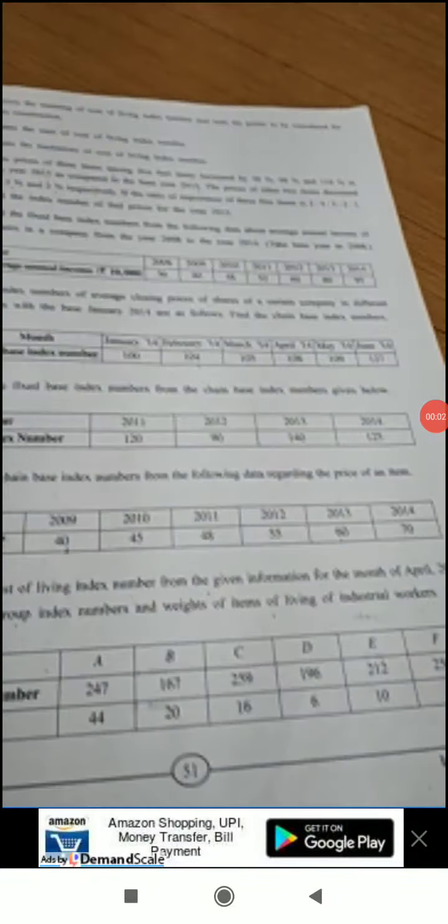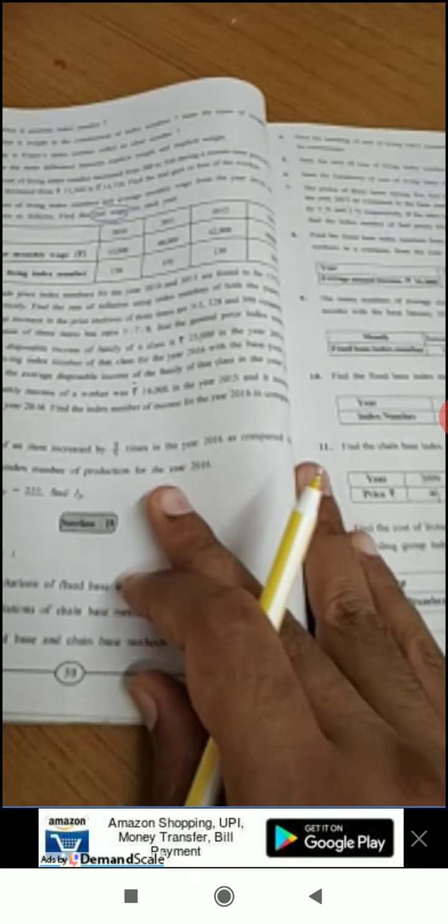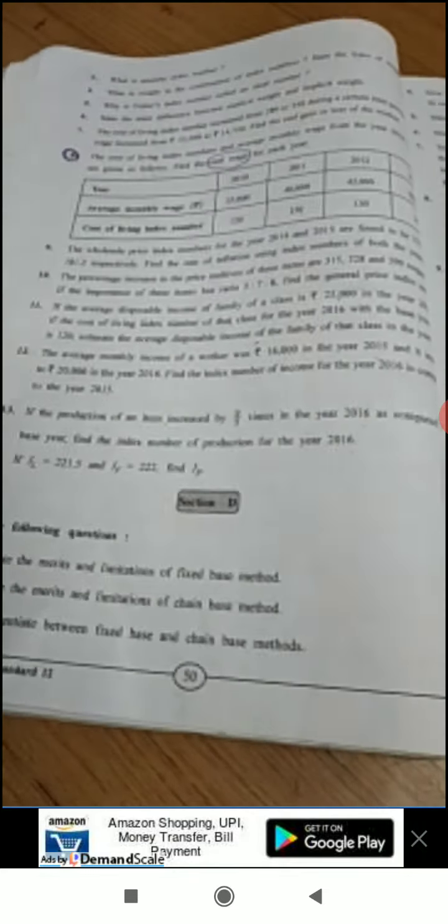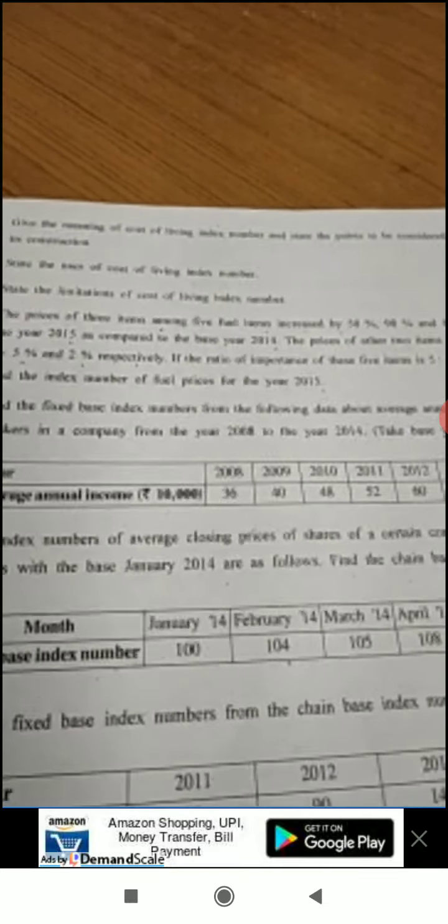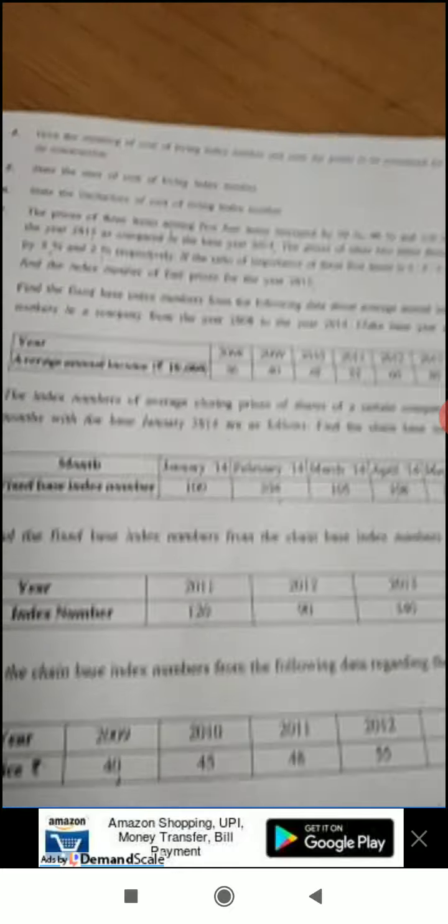Okay, now we start. In the last lecture we completed section C, that is questions 7, 8, 9, 10, 11, 12, 13, 14. Now we go for section D, that is the practical sums, starting with question number 7.